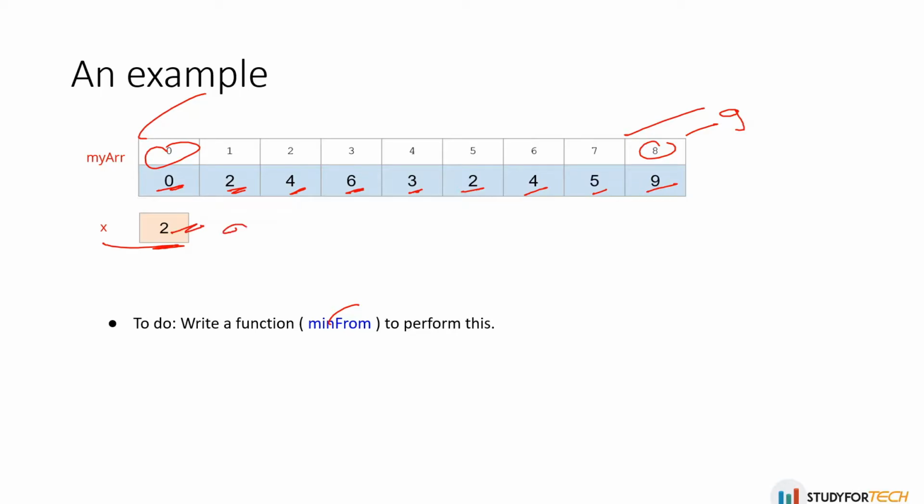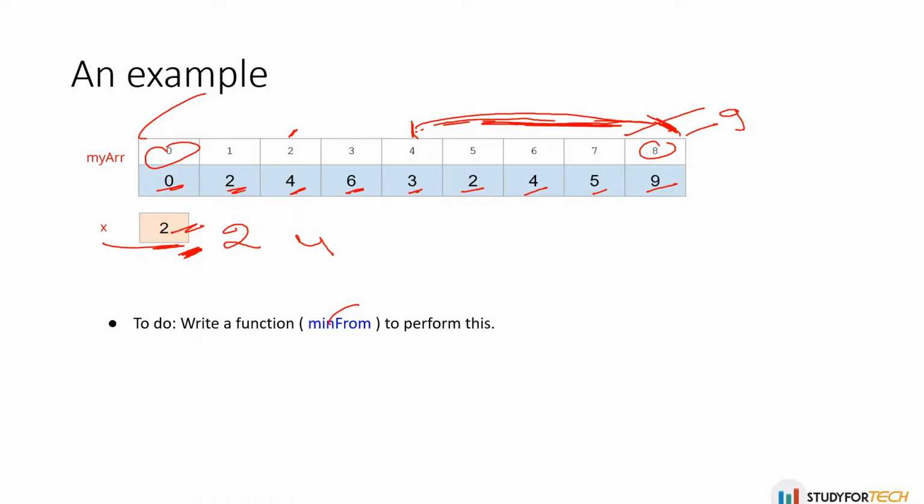If I am sending 2 as a default parameter to that function, that means find the minimum value from this index till the end. If I am passing 4, it will start from here till the end. So it has to return the minimum value within this range. So this is the index value, min from where you want to find the minimum value.